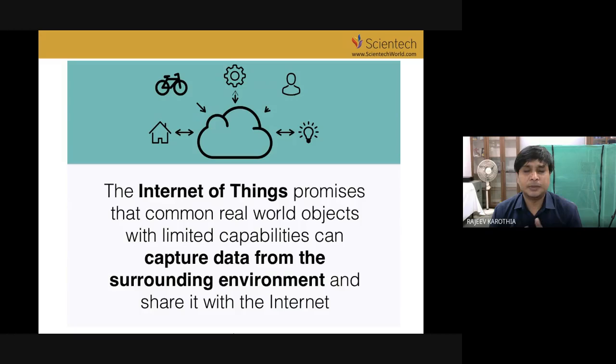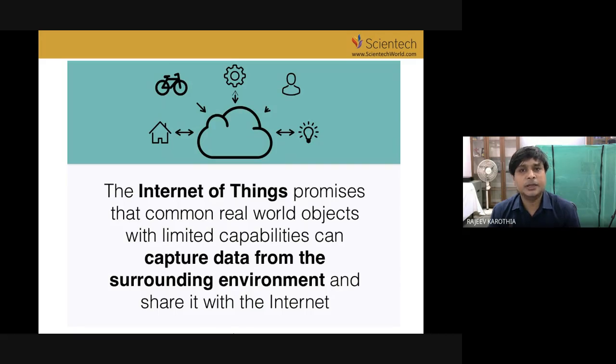First is sensing capability. Your device should have some kind of sensor which can sense parameters from the environment. So sensing is one capability, and the second is communication. If you give these two things to any device, that device becomes an IoT enabled device. You have sensing capability and you have communication capability.